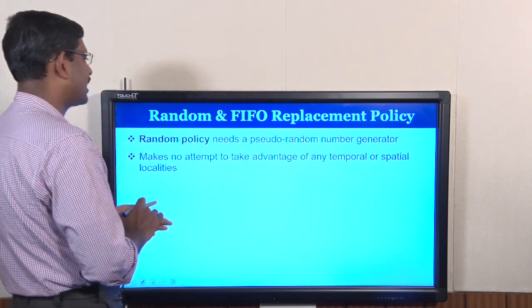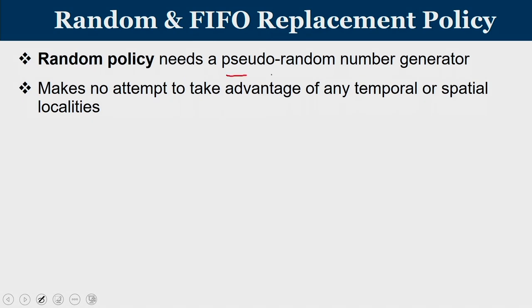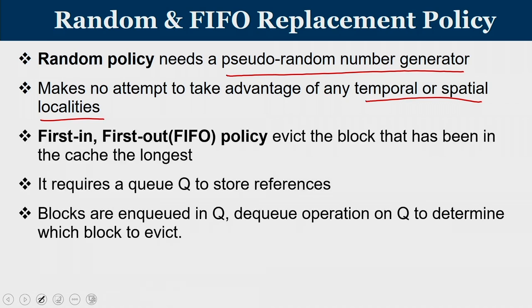The first policy is called the random policy, which will generate a pseudo random number. Here we are not going to explore whether there is any temporal or spatial locality in a block or not. Out of the available blocks in a given set, pick somebody at random. Whether one block is heavily used and re-referenced many times, or one is rarely used, these aspects are not looked into, but implementation-wise random is very simple.